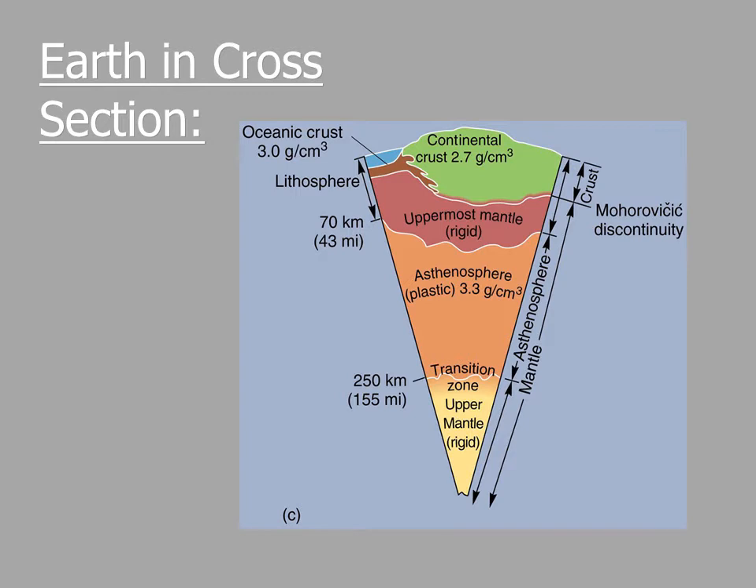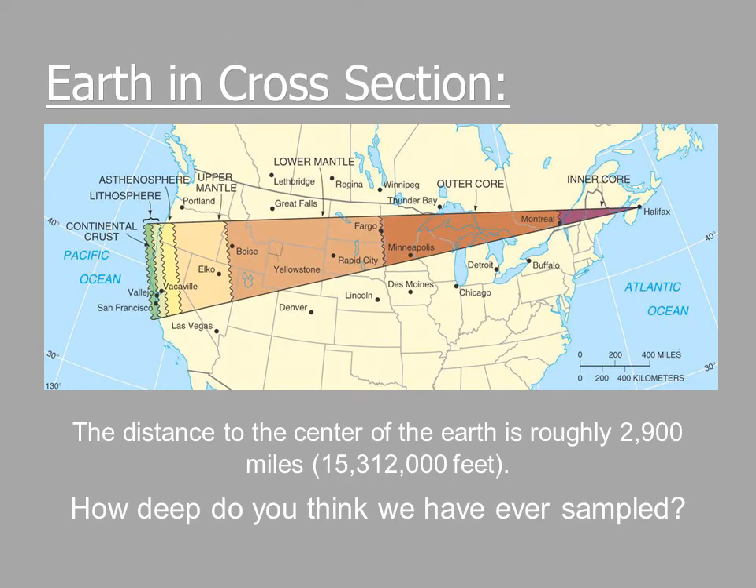Here's the Earth in cross-section again. You can have thick continental crust where you have continents, very thin where you have oceans. In cross-section, it stretches all the way from San Francisco all the way to Halifax, Nova Scotia, if you wanted to go from the surface all the way to the center, which is roughly 2,900 miles. I asked the question down here, how deep do you think we've ever sampled? Well, it turns out the deepest we ever drilled is, I don't even think we've made it to San Francisco.